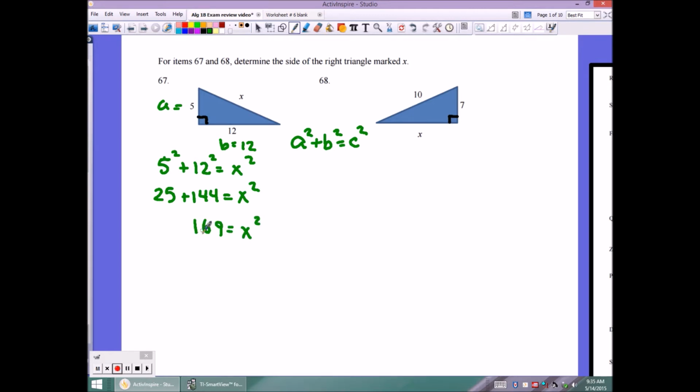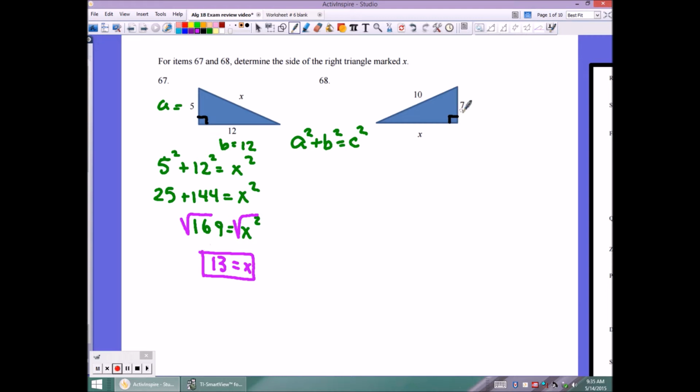And to get rid of the square, we're going to square root both sides, right? We can do that on our calculator, the square root, or we think what times what gave me 169? And we get 13. Now, when we take the square root of both sides, there's a plus or a minus, but in this case, because it's a distance, we're just going to look at the positive version. So x equals 13. So that is the length of our hypotenuse.